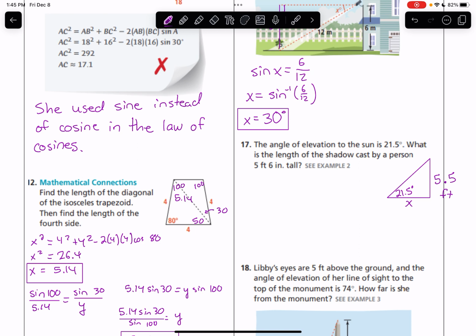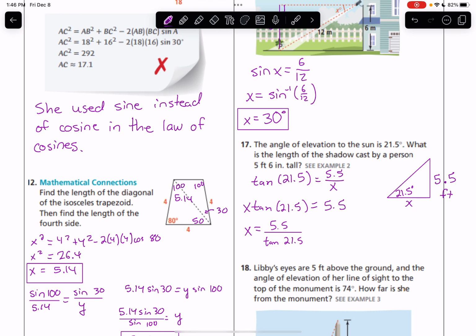That's x. So with respect to this angle, I have the opposite and the adjacent side, which means I'm going to use tangent. So tangent of my angle, 21.5. Oops, messed that up. Give me a minute. Tangent of 21.5 is equal to opposite 5.5 over adjacent x. Multiply both sides by x. I get x equals, well, not x equals yet. I guess I'll write all the steps in here. I get x tangent of 21.5 equals 5.5. And then since the tangent of 21.5 is just a number, I can divide both sides by it and get x equals 5.5 over the tangent of 21.5. When I run that through a calculator, that tells me that x is equal to 14.3 feet of shadow.